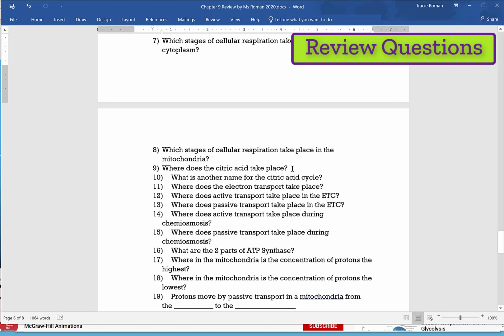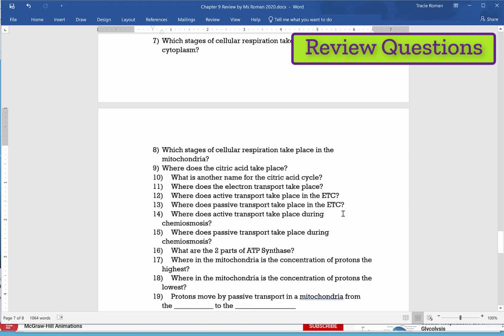Where does the citric acid cycle take place? Specifically, it takes place in the matrix inside of the mitochondria. Another name for the citric acid cycle, there's 2, the TCA cycle and the Krebs cycle. Where does the electron transport chain take place? So that's the inner membrane of the mitochondria, also the cristae.